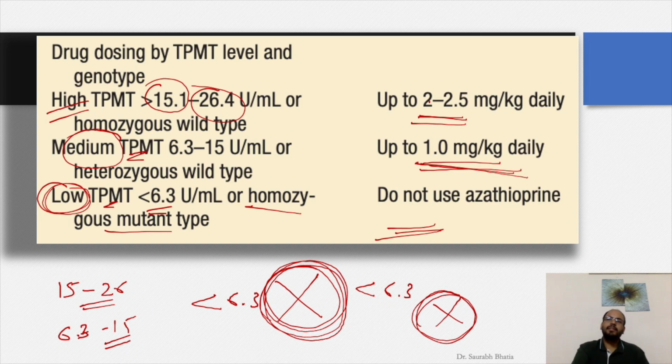If the TPMT levels are normal and you would like to increase the dose, you can go as high as 3 to 4 mg per kg or 3 to 3.5 mg per kg. 50 milligram TDS, 3 times a day, will work wonders if the patient is not having side effects and if the patient's disease is responding to increased dose of azathioprine. Clear?